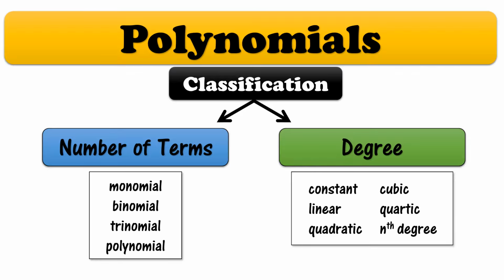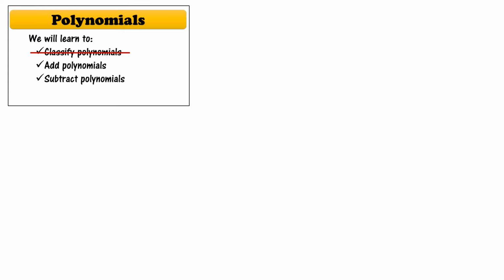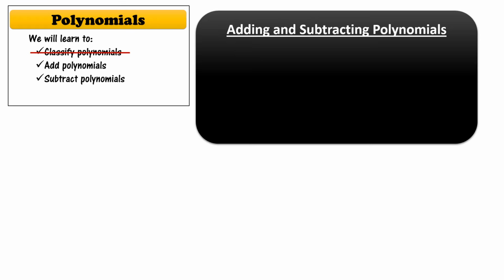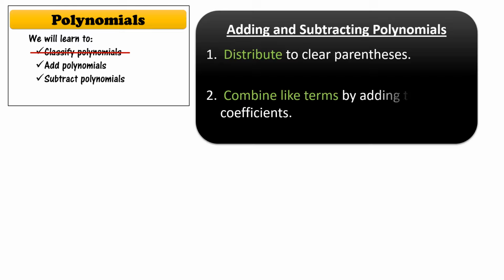You've learned to classify by the number of terms in the polynomial and its degree. Let's move on. For the remainder of this lesson, we'll be performing operations with polynomials. More specifically, we'll be adding and subtracting them. You'll quickly see that this is familiar territory. To add or subtract polynomials, we first need to eliminate any parentheses using the distributive property. Second, we need to combine like terms. In other words, we're just simplifying the expression.